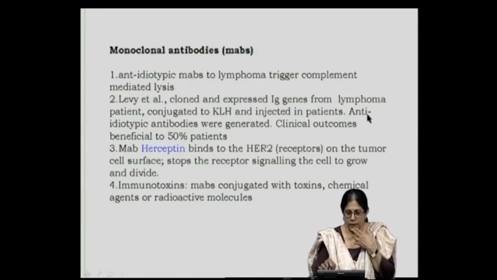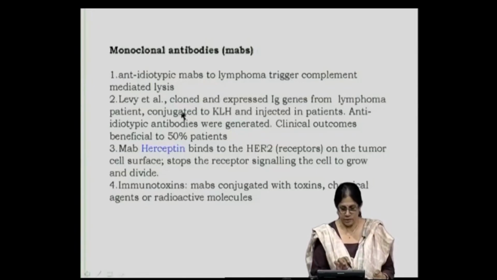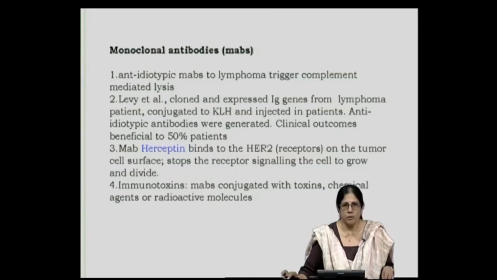There are people who have tried another type of therapy, and quite interesting really. Levy et al. cloned and expressed immunoglobulin genes from lymphoma patients. Now, let us look at how this would help. The lymphoma would actually be monoclonal. I have told you that most cancers arise from a single cell and therefore are monoclonal. So, the lymphoma of one patient would have only one type of immunoglobulin hypervariable region.